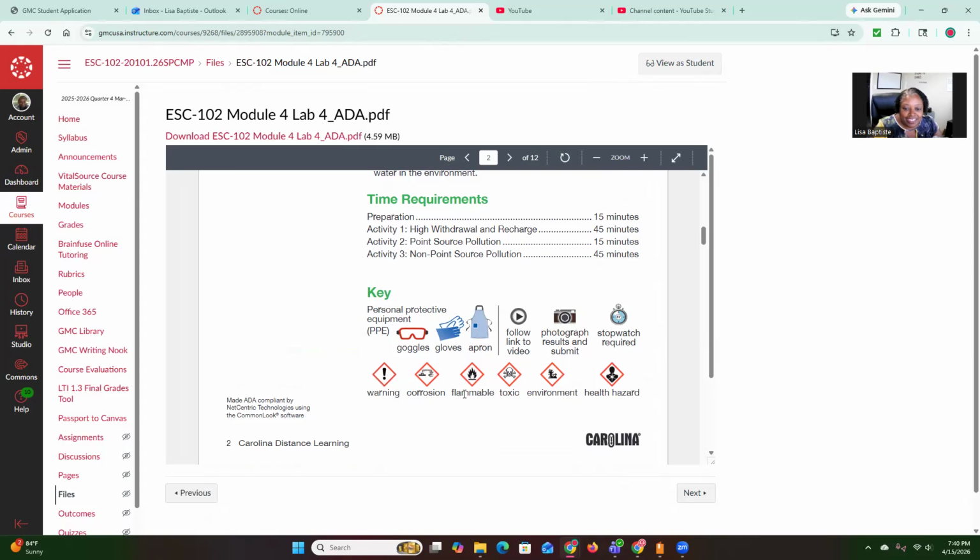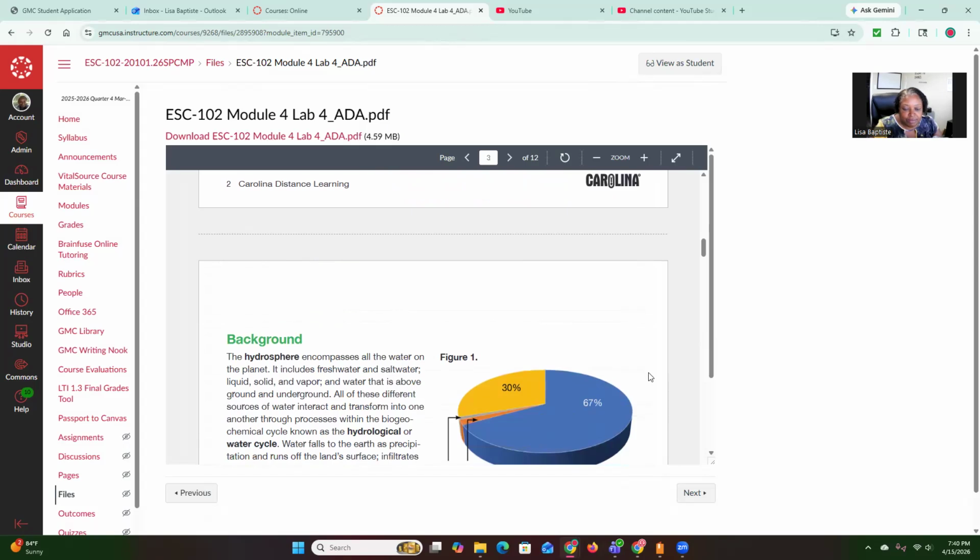Okay? These symbols, if you see them, this is what they mean. So this is a warning symbol. This means corrosion. This is flammable. This means toxic. This means environment. And this means health hazard. So you know what those symbols are.